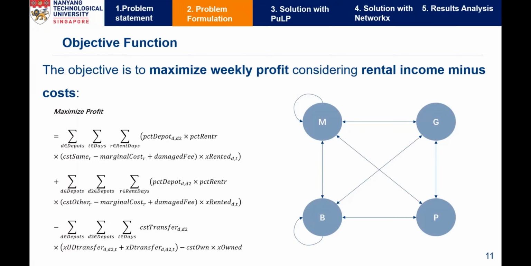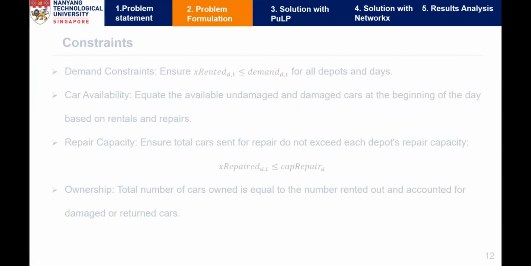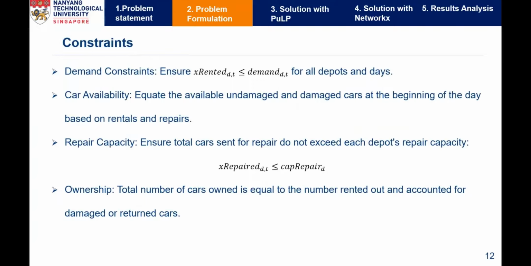The next is about the constraints. The constraints are about four levels. One ensures cars rented are no more than demand for all depots and days. Next equals available undamaged and damaged cars at the beginning of the day based on rentals and repairs. Next ensures total cars sent for repair don't exceed each depot's repair capacity. This means cars under repair are no more than repair capacity. Next, total number of cars owned is equal to the number rented out and accounted for damaged or returned cars.